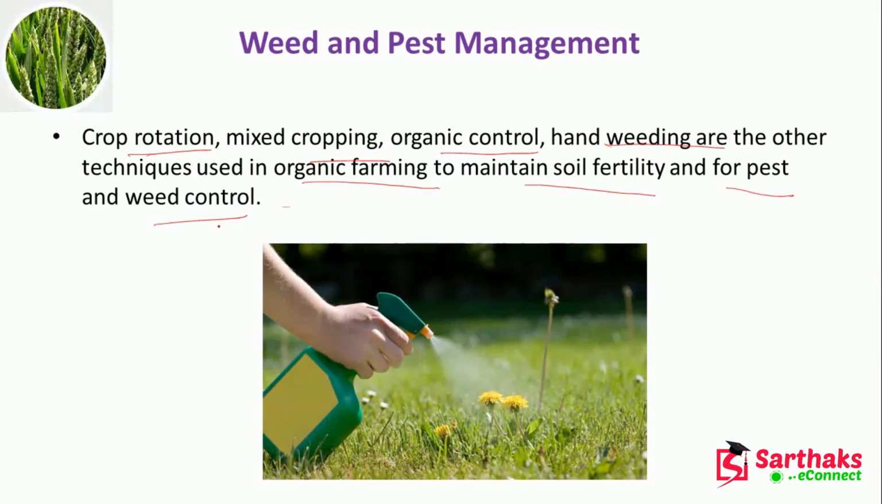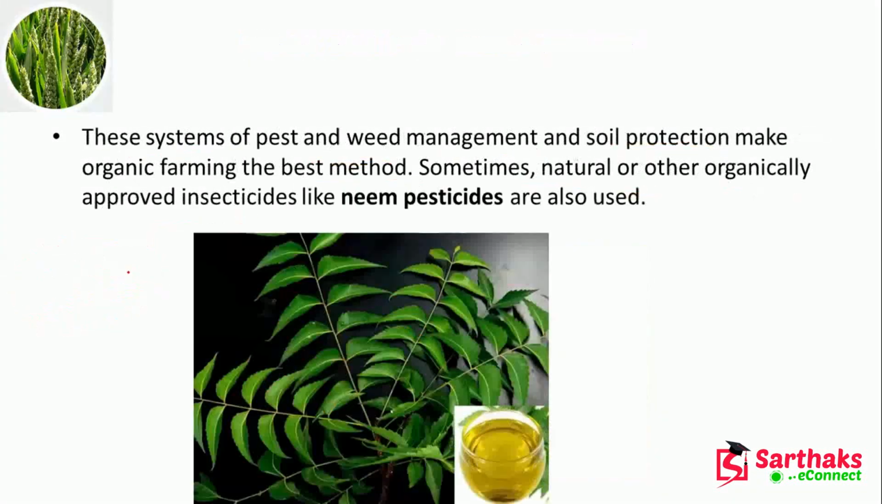So weeds are unwanted plants, so we have to remove them, otherwise they will take all the nutrition whatever we are giving to our plants. This nutrition is very important for the production, that's why we have to think about this. Now, this system of pest and weed management and soil protection will make organic farming the best method. And neem pesticides we are using.